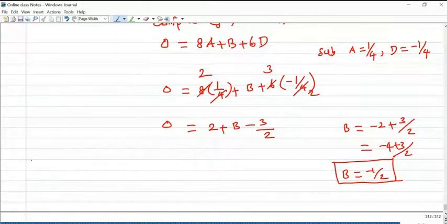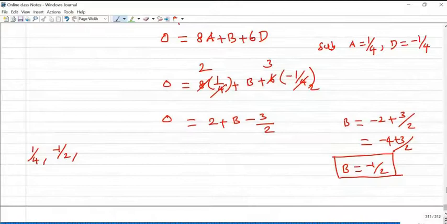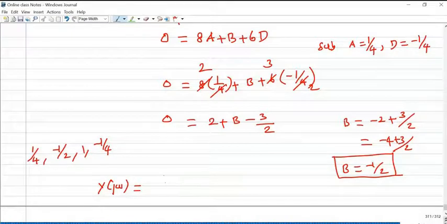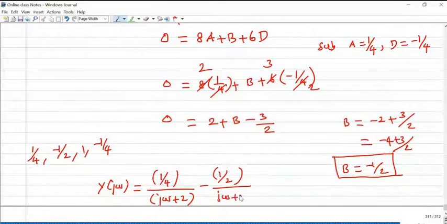One by four, I'll write down here. A value 1 by 4, B value minus 1 by 2, C value 1, E value minus 1 by 4. Now write down Y of j omega equal to 1 by 4 divided by j omega plus 2, B value minus 1 by 2 divided by j omega plus 2 square, that is B value. C value 1 divided by j omega plus 2 cube.